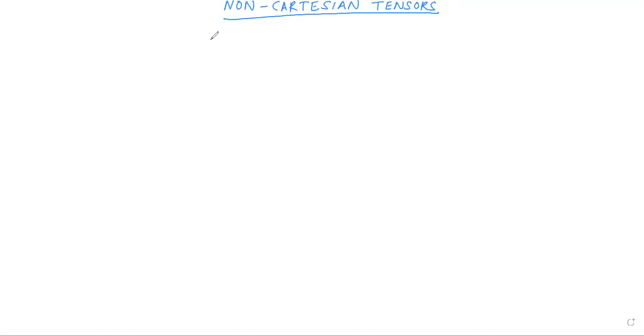Now, in non-Cartesian tensors, we are going to include any change of variables. It is not restricted to the Cartesian coordinate system. As an example, let us consider the spherical coordinate system, and the spherical coordinates are r, theta, and phi.